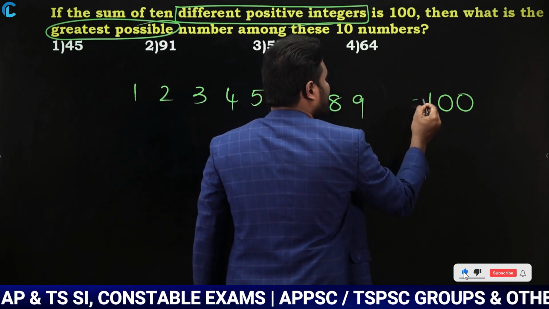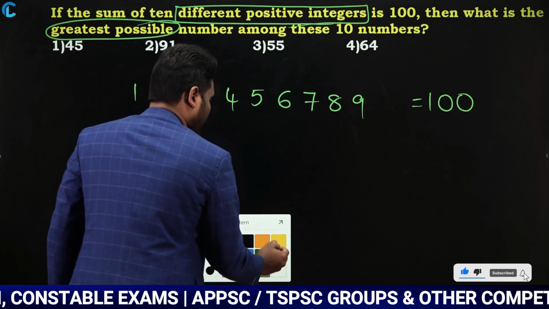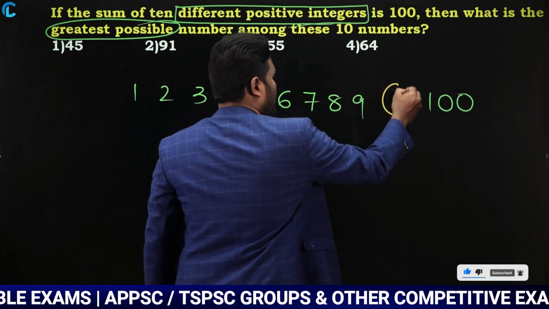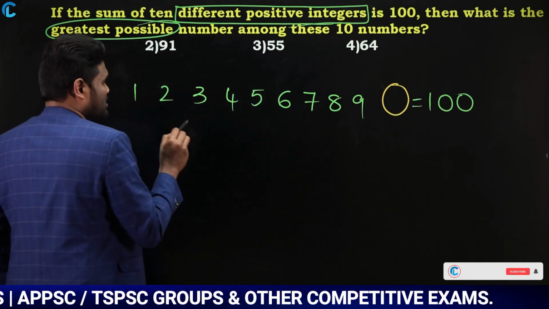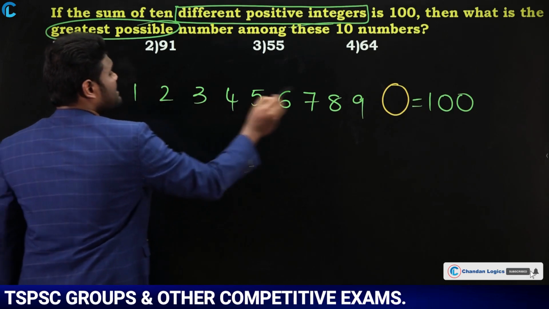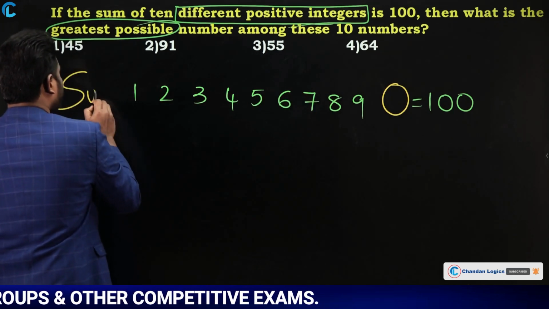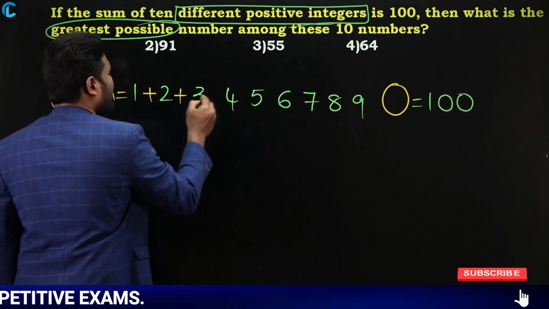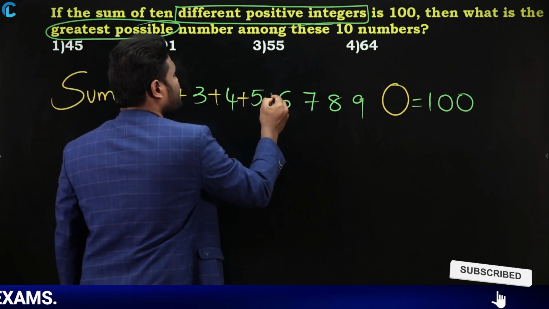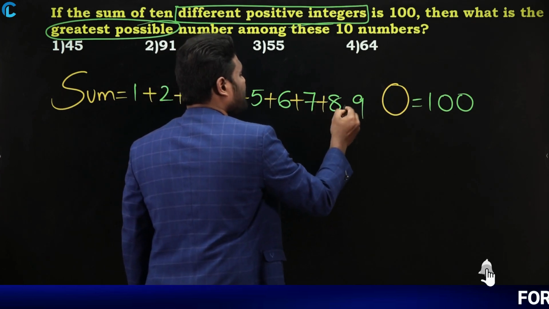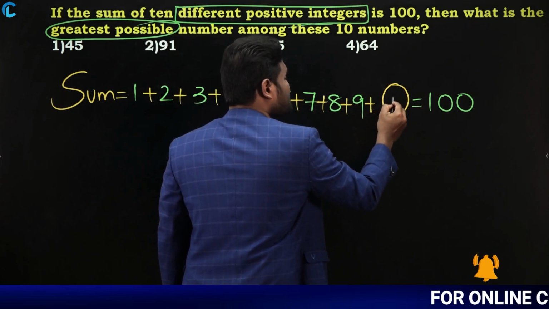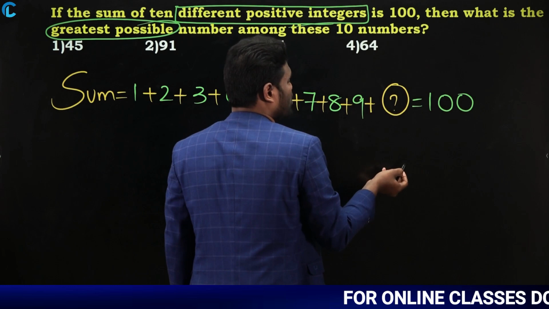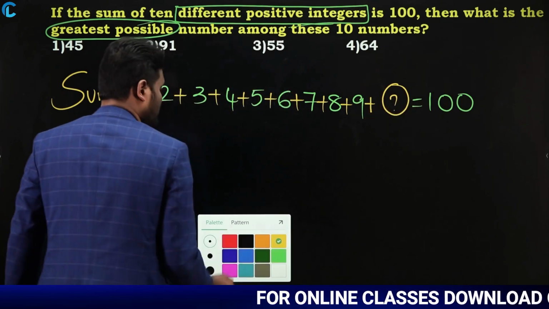Now what is this 10th number? I do not know. Look here, now I need to add this. Why? Because it is said clearly that the sum is 100. Yes or no? If the sum is 100, I need to add all these numbers, 1 plus 2 plus 3 plus 4 plus 5 plus 6 plus 7 plus 8 plus 9 plus something. But what is the something? I do not know. All of them should be equal to 100.